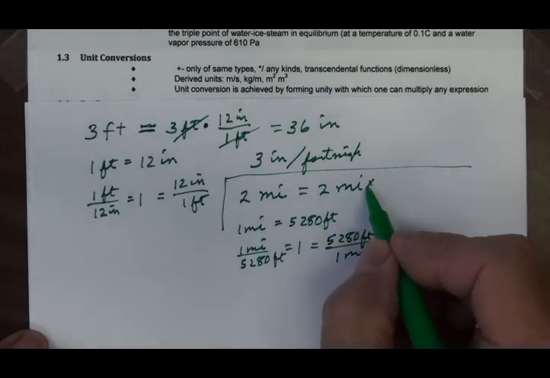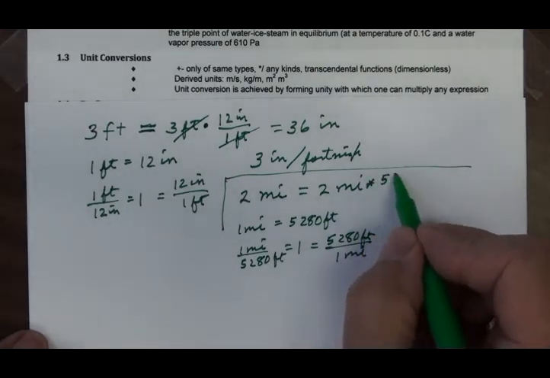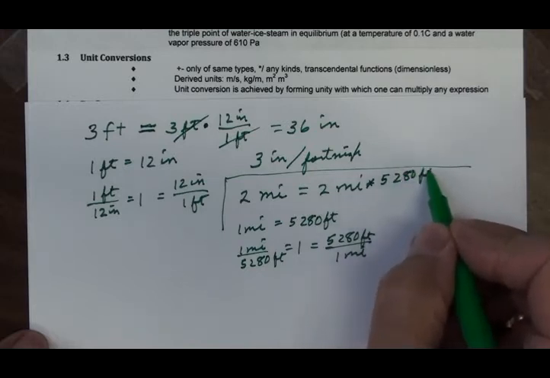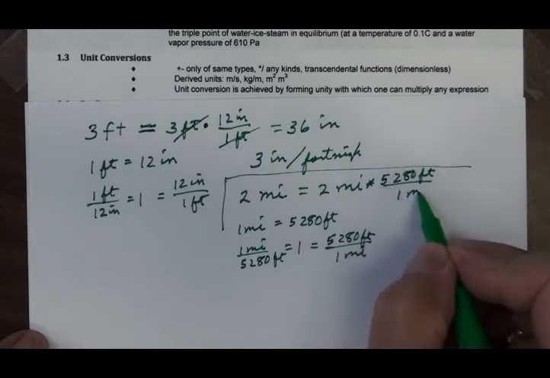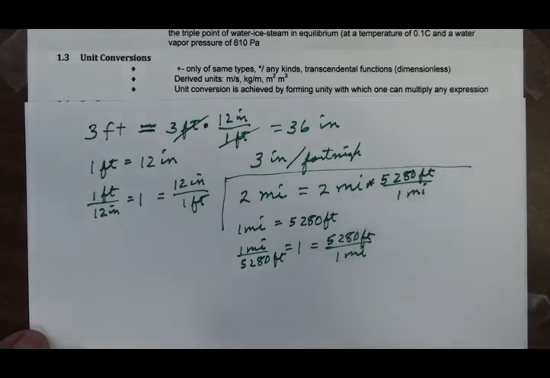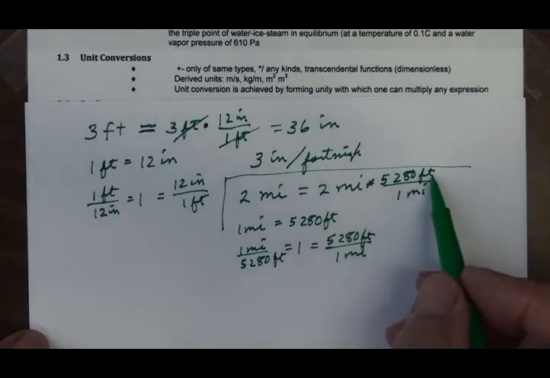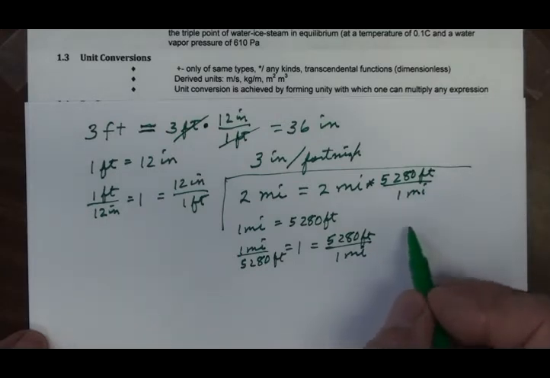So if we multiply by this, we'd have 5,280 feet divided by 1 mile, and we can see that the mile is going to cancel with the mile. Now we've got feet, and we need to convert feet to inches. So how would we do that?